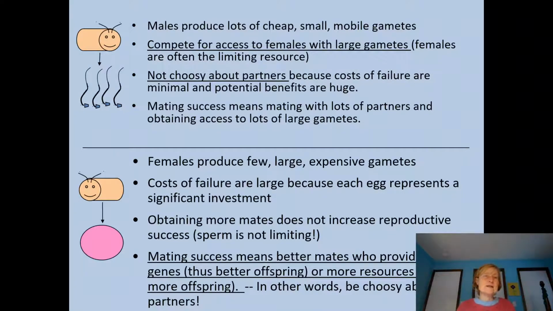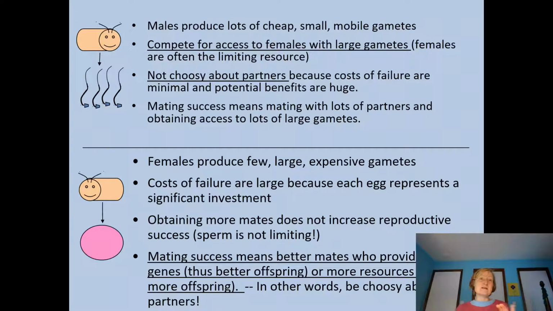And so for males, being successful in mating means mating with a lot of partners and getting your sperm to a lot of females, right? Obtaining access to a lot of those good gametes. Not being selective or choosy about your partners just means getting a lot of them.